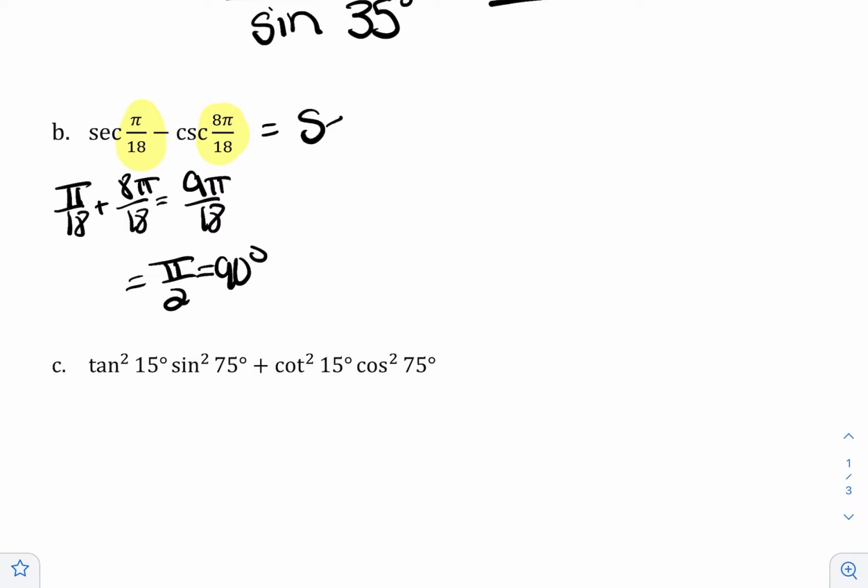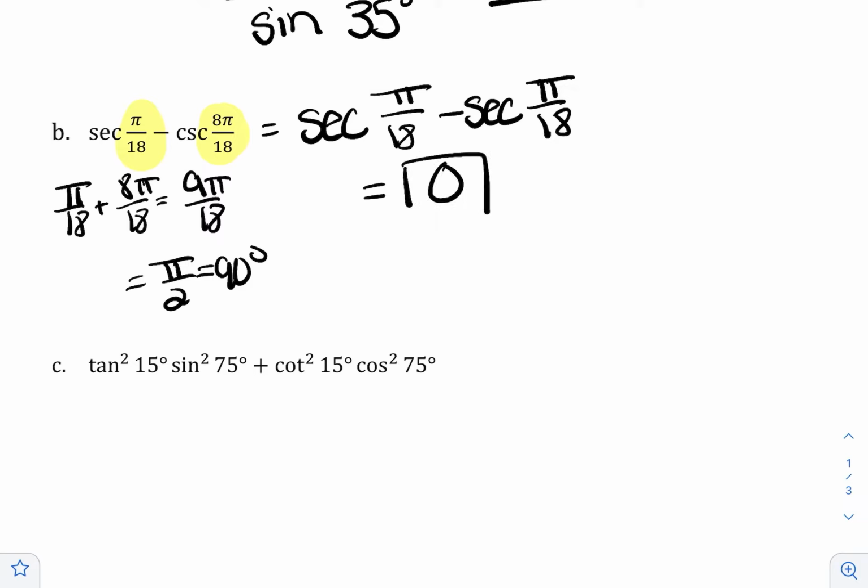So I'm going to keep the secant of pi over 18 minus, and then I'm going to change 8 pi over 18 to pi over 18. But if I change the angle, I have to change the function, and the cofunction of cosecant is secant. So then secant of pi over 18 minus secant of pi over 18, the same ratio twice. You're subtracting them, would cancel each other out.